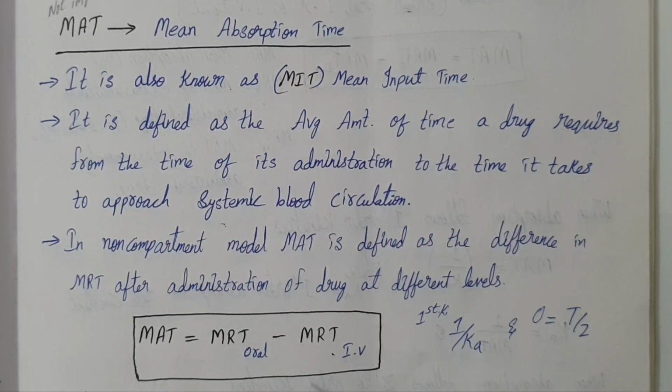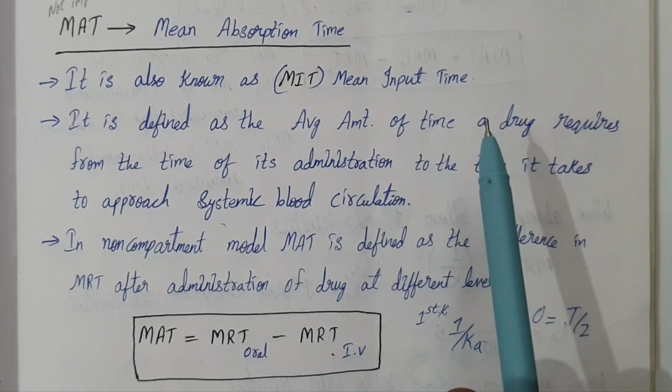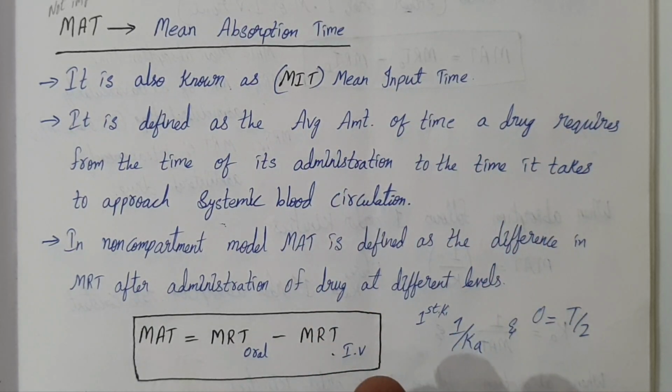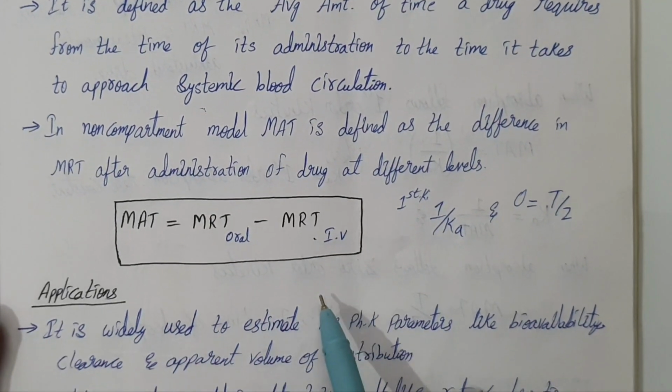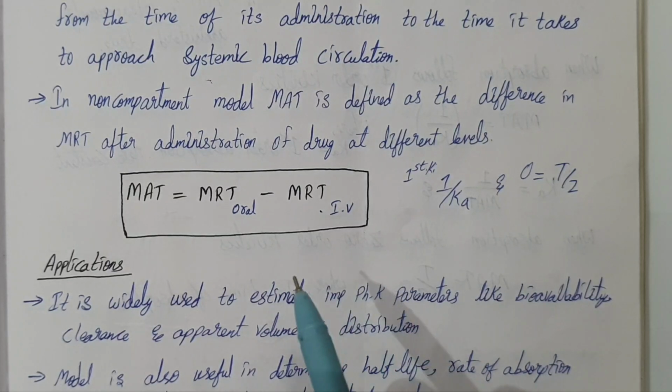Now we have MAT, mean absorption time. It is also called as MIT, mean input time. This tells us how much time the drug takes from the time it is administered until it reaches systemic circulation. The formula is MAT equals MRT oral minus MRT IV. This difference shows how much time absorption takes. Depending on the absorption kinetics, the calculation changes.